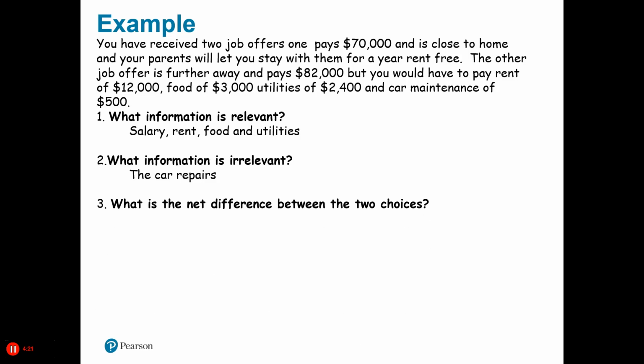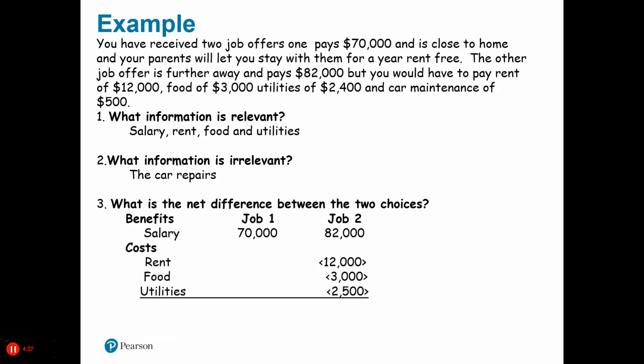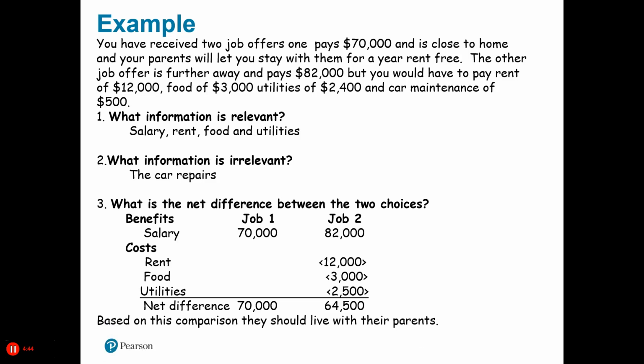What is the net difference between the choices? Well, you have the benefits and there's the costs. And so our net difference is $5,500. So it would be $5,500 more for you to move away and take the higher paying job. Now, based on this comparison, you probably should live with your parents. But you know what? The question is, do you want to live with your parents?